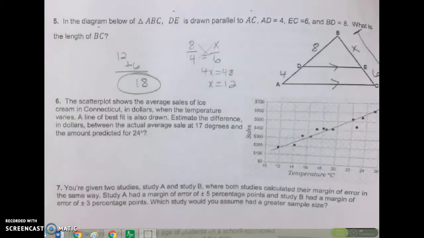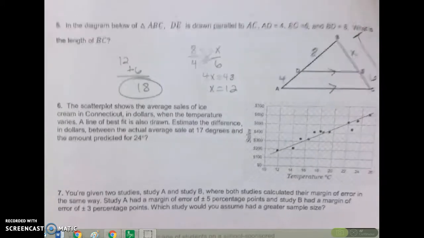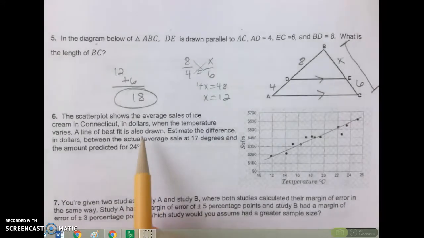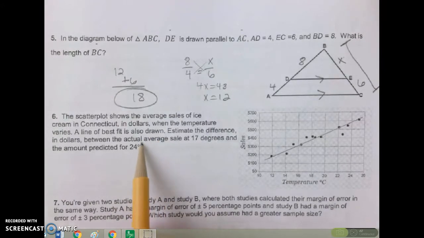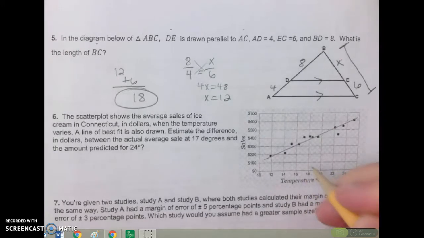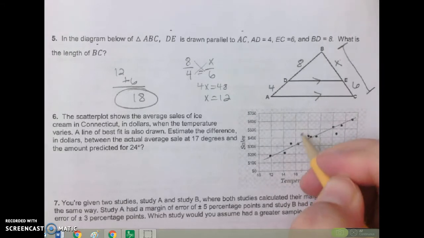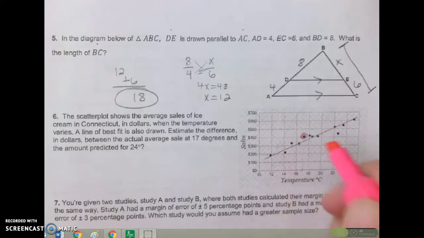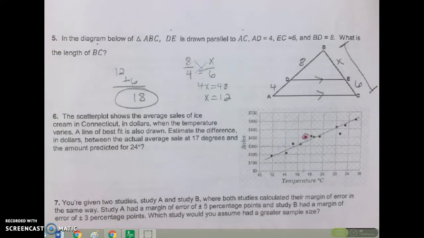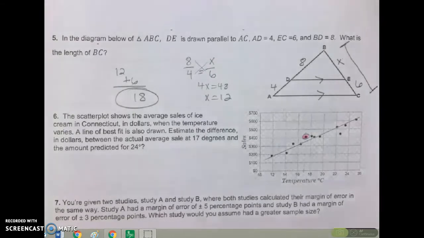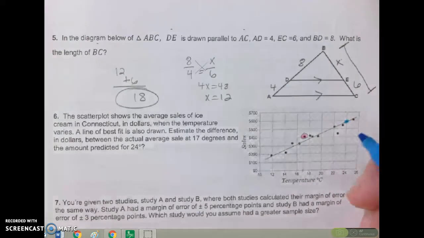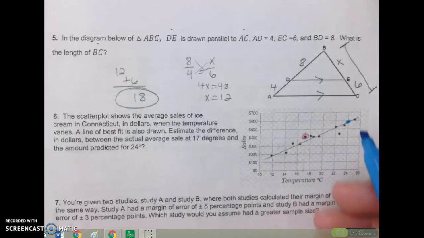Number 6, the scatter plot shows the average sales of ice cream in Connecticut in dollars when the temperature varies. So we're trying to find the difference in dollars between the actual average sale at 17 degrees. So the actual is going to be represented by the dot above the line. And we want to find out the difference between that and the amount predicted for 24 degrees. So the predictions are always the points on the line. That's what this line is. The line is predicting. So let's see.